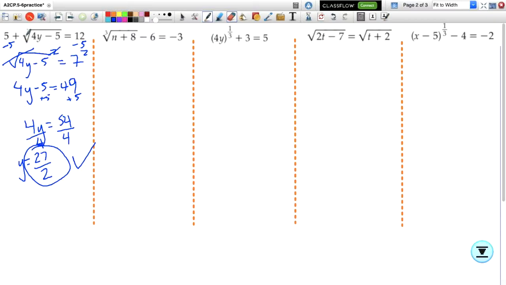Really quickly, I said I have to get my radical alone, so I subtracted 5. After that, it was alone. The invisible index number here is a 2. It's a square root, so I squared both sides, at which point I then got rid of my radical sign, so it was easy. I added 5, divided by 4, and got my fractional answer. Let's take a look at our next one.